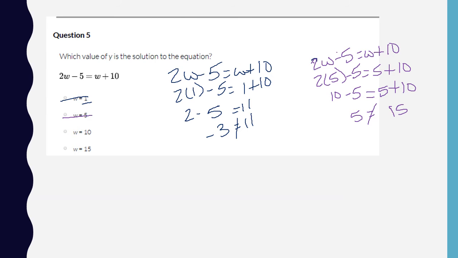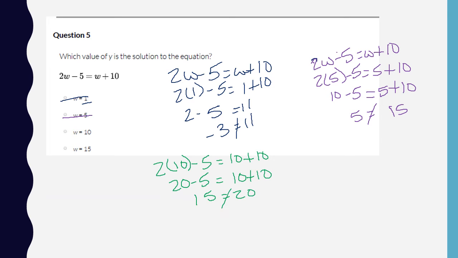Let's look at the third value. We've got 2 times 10 minus 5 equals 10 plus 10. 2 times 10 is 20 minus 5. That would give me 15. And 10 plus 10 is 20. That's not true. So we know it has to be our last one, but let's do the math just to make sure.